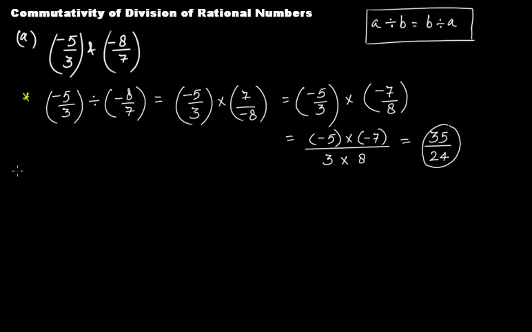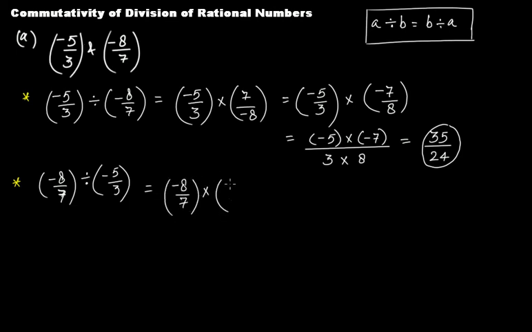Now let's divide minus 8 over 7 divided by minus 5 over 3. Now again invert and multiply. So this is minus 8 over 7 times 3 over minus 5. Now if the negative sign is in the denominator, you can simply put this negative sign with the numerator, and there will be no difference in the original value.